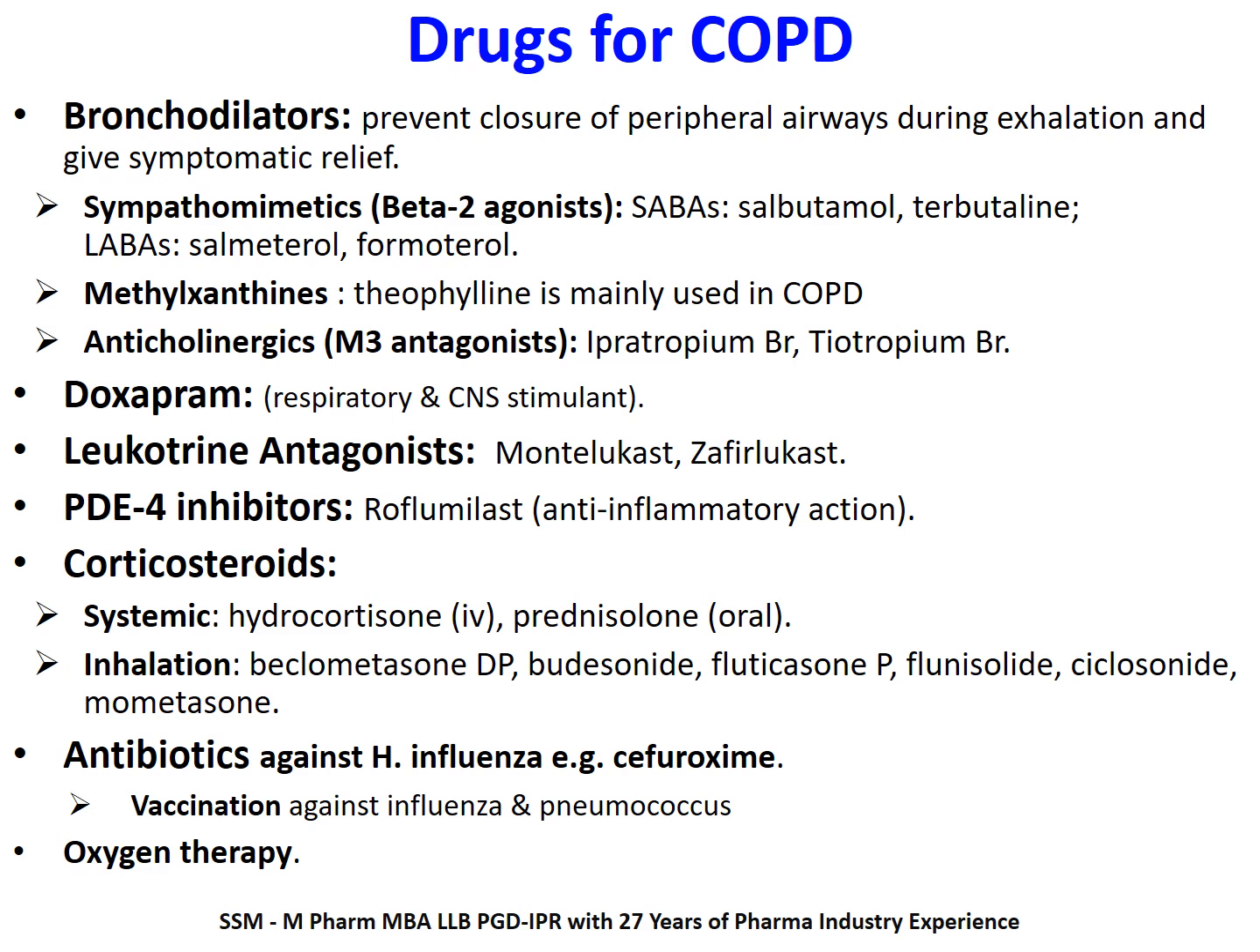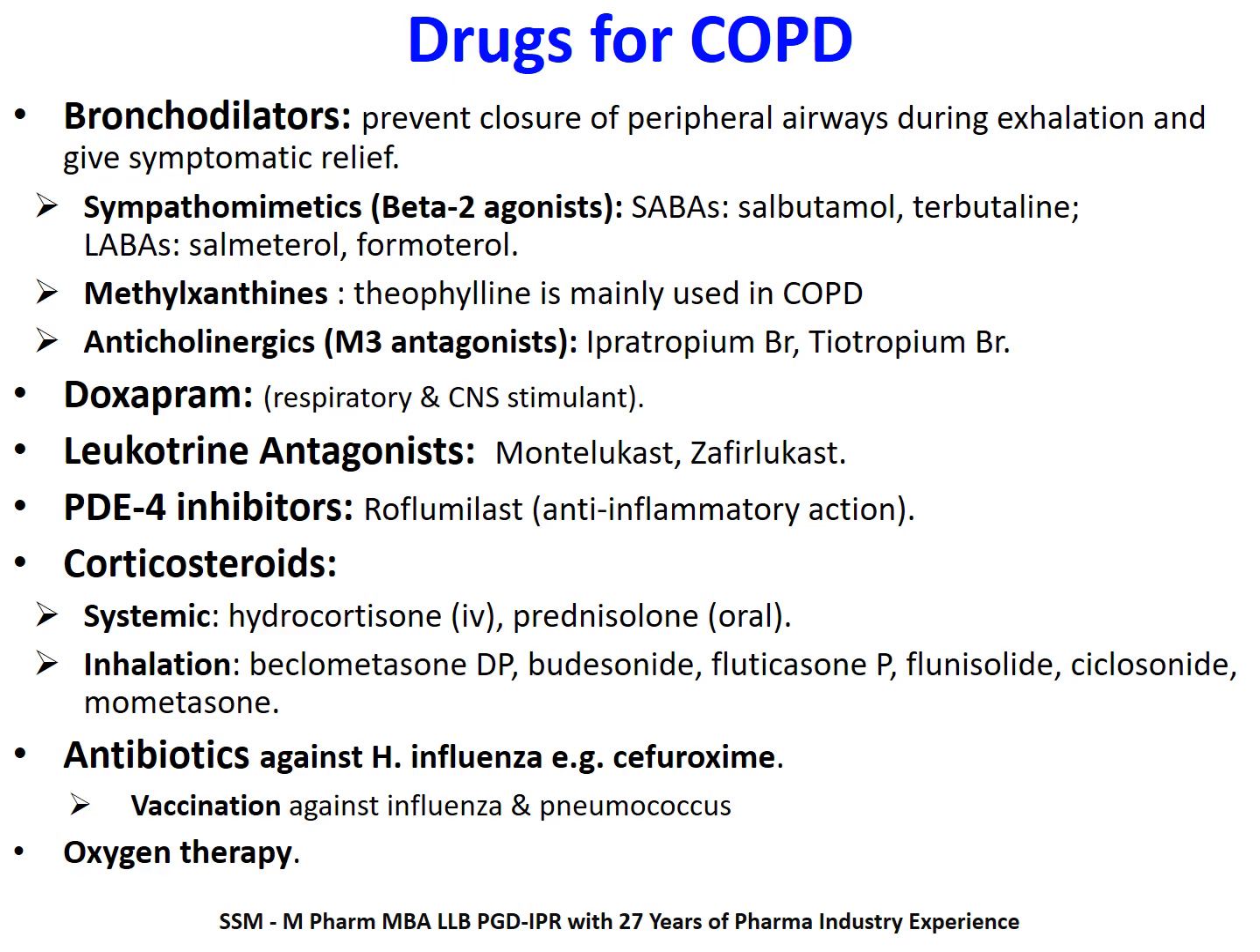The next class is leukotriene antagonists. They antagonize the action of leukotriene on leukotriene LT1 receptors and include montelukast and zafirlukast. The next category is PDE4, or phosphodiesterase 4 inhibitors, and in this category there is roflumilast, which has anti-inflammatory action. The next category is corticosteroids, which are mainly anti-inflammatory. Two categories: systemic corticosteroids include hydrocortisone, which is given intravenously, and prednisolone, which is given orally. Inhalational corticosteroids include beclomethasone dipropionate, budesonide, fluticasone propionate, flunisolide, ciclesonide, and mometasone. These are all given by inhalation.